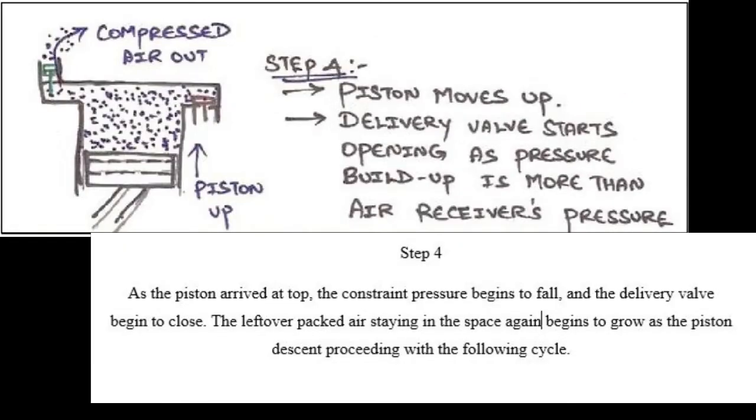And lastly, step number 4. As the piston arrives at the top of the cylinder, the pressure begins to fall, and the delivery valve begins to close. The leftover compressed air staying in the space again begins to expand as the piston descends, proceeding with the following cycle.